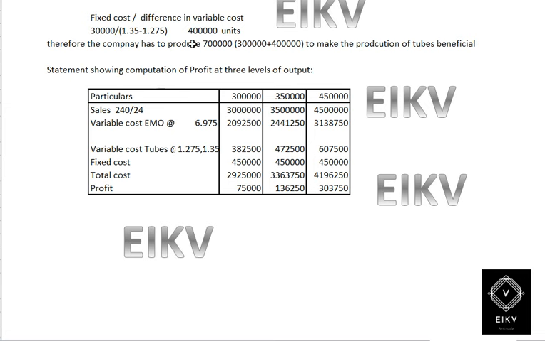So if the company produces 7 lakh or more units, then it is beneficial to the company to manufacture. Otherwise it should be purchased from outside. That is, if the annual demand of the tube is between 3 lakh to 7 lakh, then it is better to purchase from the outside.